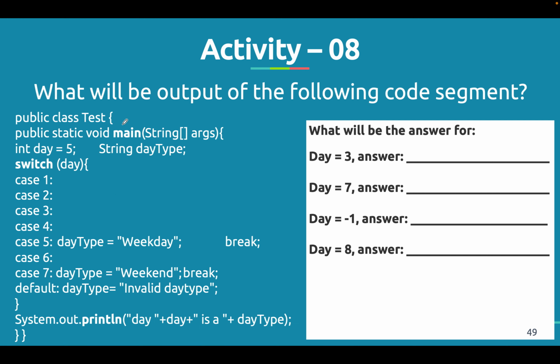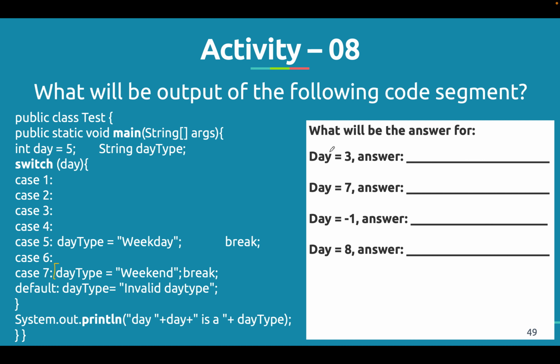Now here it is different. We can see here that case 1, 2, 3, 4, and 5 all share the same result, which is day type is equal to weekday, break, and then case 6 and 7. So if the day variable gives us 6 or 7, this will be the result to be executed. So day type will be equal to weekend, and then we can break from this switch statement.